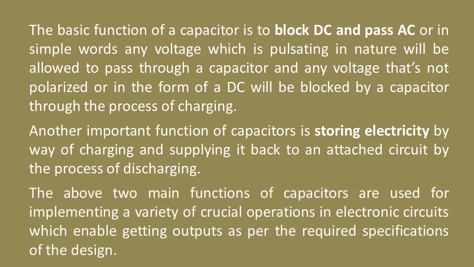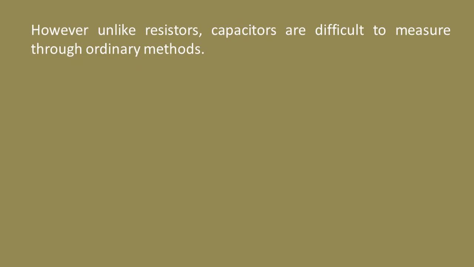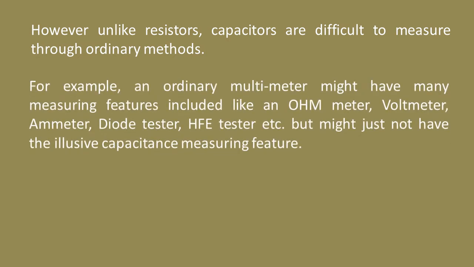The above two main functions of capacitors are used for implementing a variety of crucial operations in electronic circuits which enable getting outputs as per the required specifications of the design. However, unlike resistors, capacitors are difficult to measure through ordinary methods. For example, an ordinary multimeter might have many measuring features included like an ohm meter, voltmeter, ammeter, diode tester, HFE tester, that is gain tester, etc., but might just not have the elusive capacitance measuring feature.